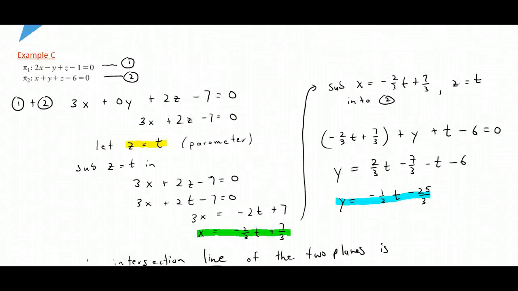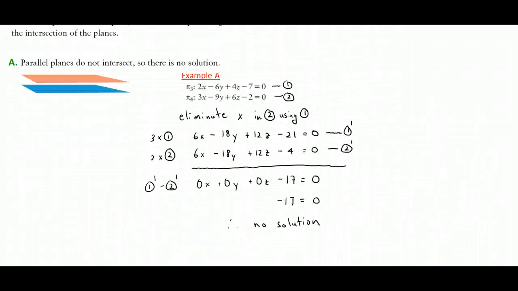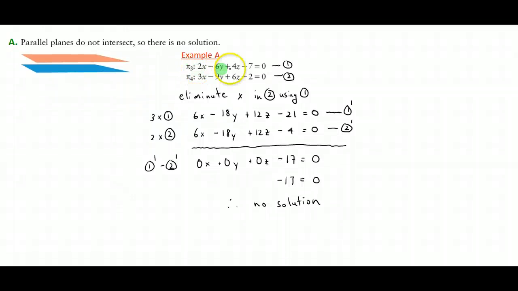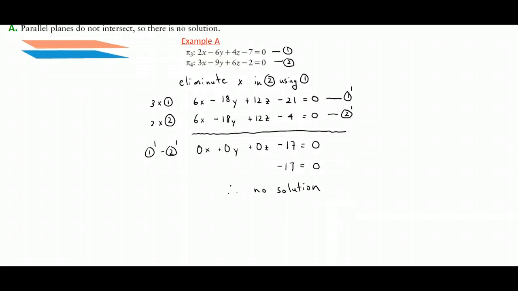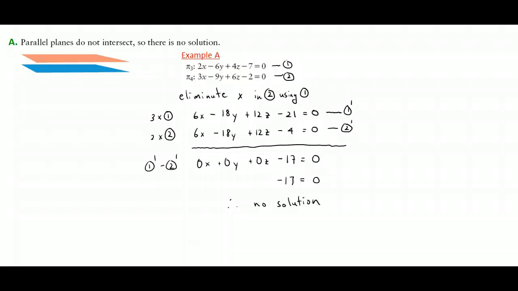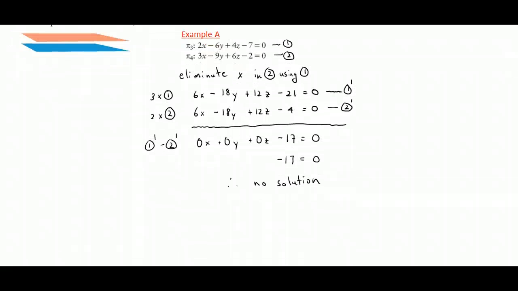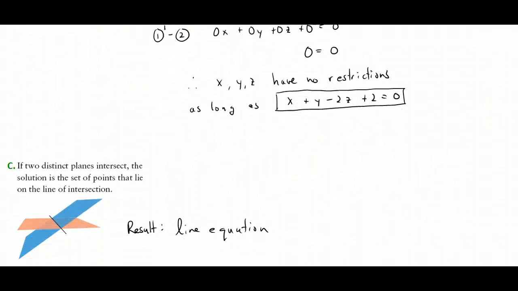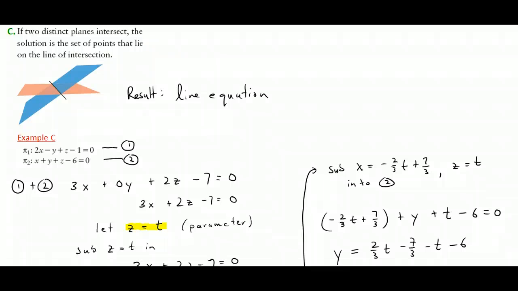So just to recap, fairly long video that went through using elimination to solve a system of equations. We're solving a system of two equations with three unknowns, and we did that for each case of two planes in three-dimensional space. We found no solution where the two planes were parallel and distinct, and an infinite number of solutions where the planes were parallel and coincident, and the infinite number of solutions was just one of the plane equations.